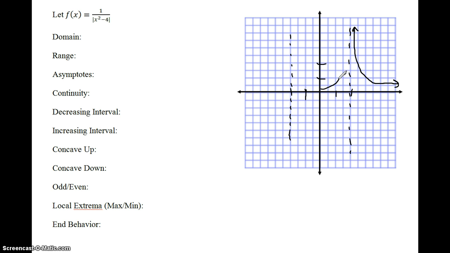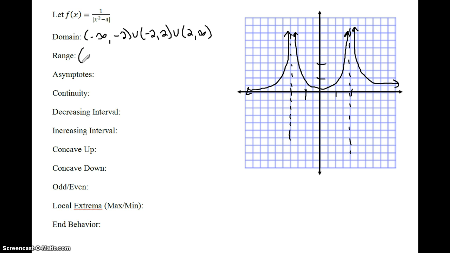So up, up, and across like that. Okay. So the domain here is going to go from negative infinity to -2, union -2 to 2, union 2 to infinity. Again, because we've got those asymptotes, the range this time is going to go from 0 to infinity, not including 0 because we've got a horizontal asymptote.